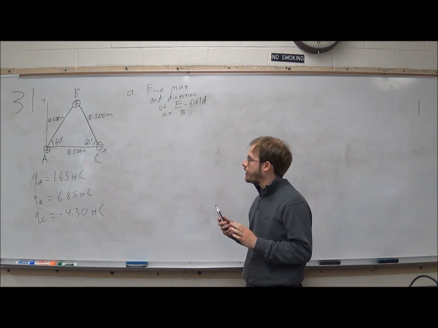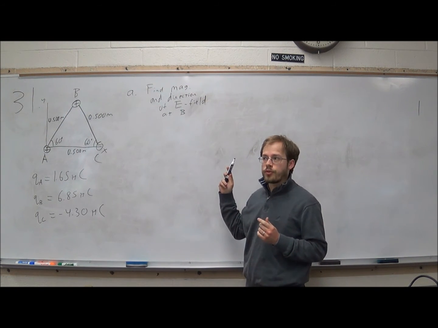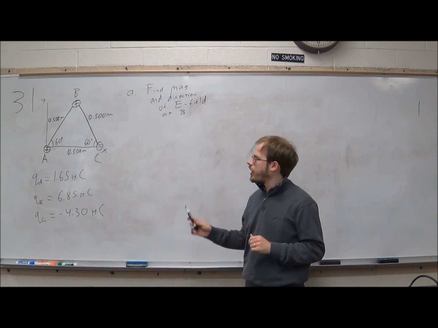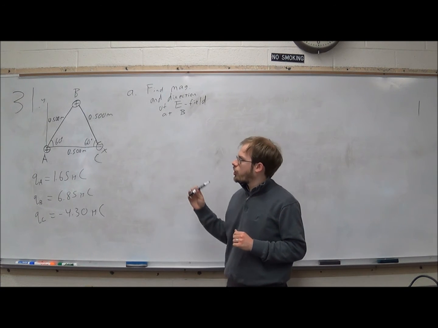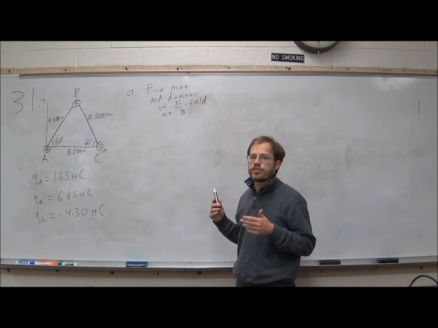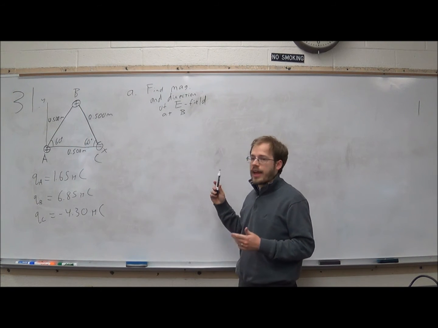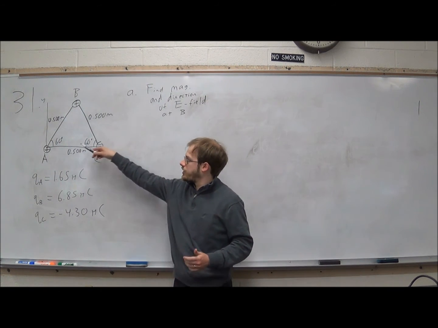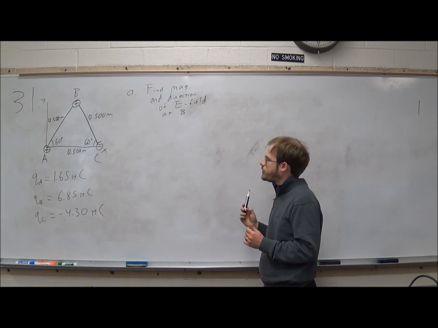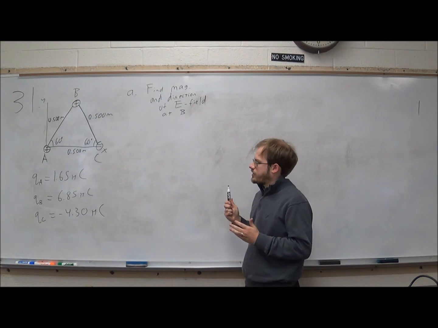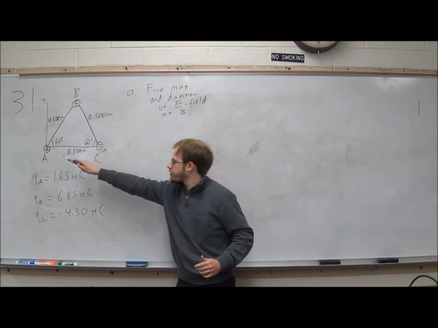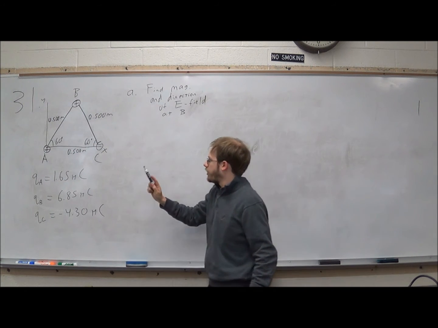So in problem 31, which is actually out of one of your homework problems in chapter 15, just slightly modified, we have 3 charges arranged in an equilateral triangle. So that means that the sides are the same length and that the angles are all the same. So 60 degrees here, 60 degrees here, 60 degrees here. We're given the charges for each individual charge. So we have a positive charge A, positive charge B, a negative charge C.